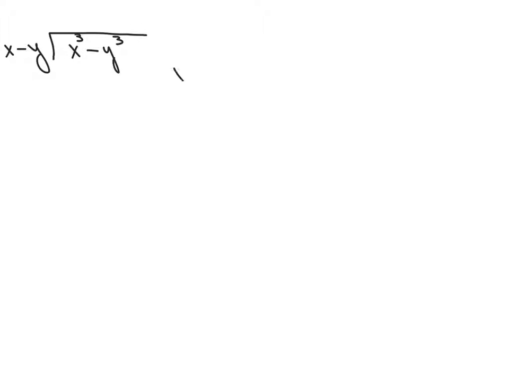I'm going to rewrite it as x minus y, x cubed, and I'm going to put my y minus y cubed clear over there, okay, because I don't really do anything with it. Alright, so again, x goes into x cubed, x squared. I multiply x squared times x, and I get x cubed. I multiply x squared times negative y.